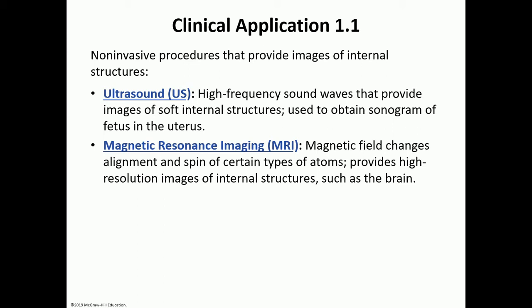An MRI, okay, that is a magnetic field, and it really counts on the spinning of the atoms, and it gives you a very high resolution image of the internal structures. And it is also really good with soft tissue. It gives you a better picture than ultrasound does.